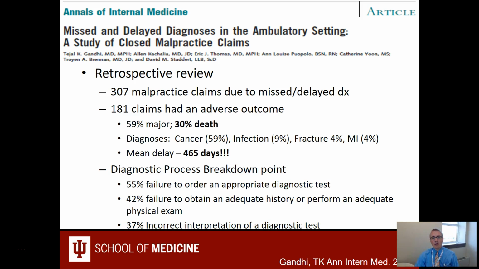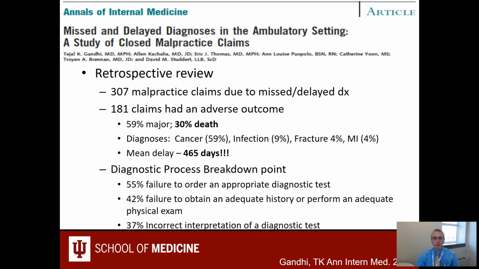This study from Gandhi in Annals of Internal Medicine from 2006 did a retrospective review of 307 malpractice claims that were known to be due to missed or delayed diagnoses in the ambulatory setting. 181 of the claims was associated with an adverse outcome. 30% of these adverse outcomes were death.